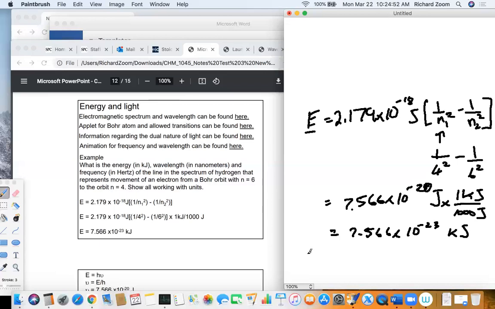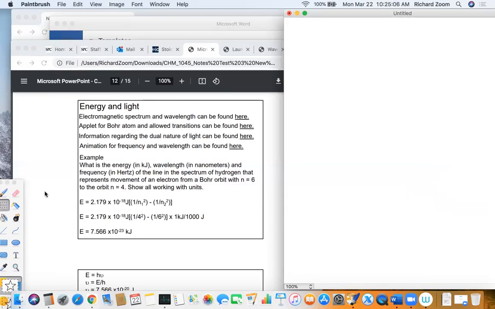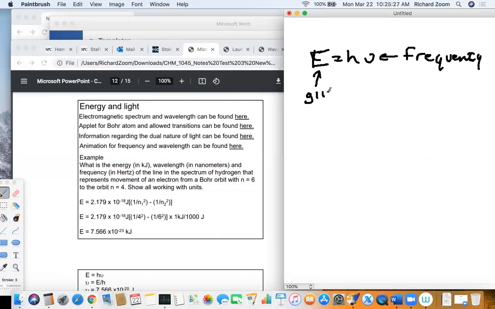So we're also asked to get the frequency. Now, energy is equal to h nu. Nu here is the frequency. Let me start that up at the top here. And then we've got the energy as well. That's actually what we're given. We found it already. And h here is called Planck's constant.